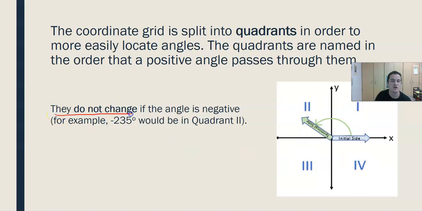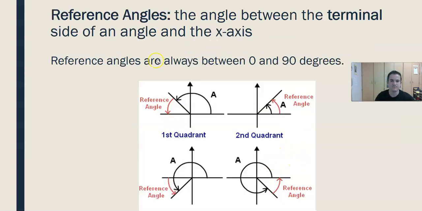Right here it says they do not change if the angle is negative. For example, if I did negative 235 degrees, that would be negative 90, negative 180, negative 235. It would still be over here in quadrant 2. So the quadrants are just a way to identify where on the coordinate grid my terminal side is going to be located. Quadrant 1, 2, 3, 4, going counterclockwise here.